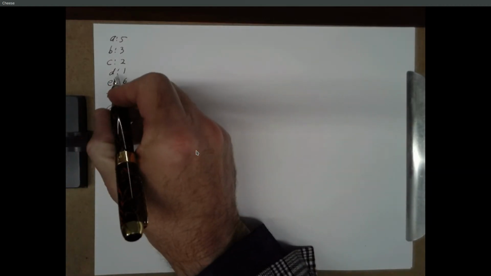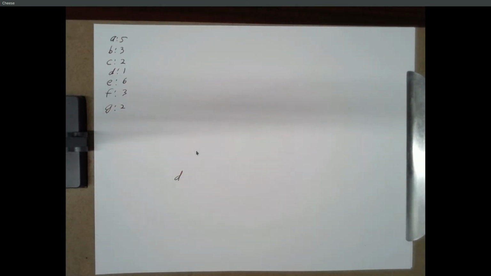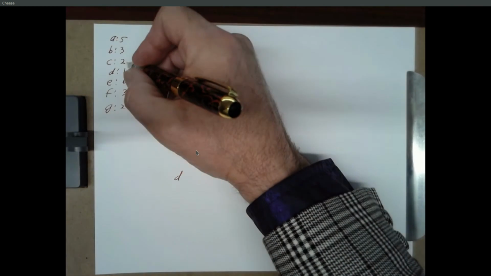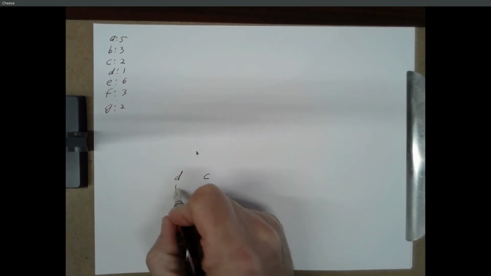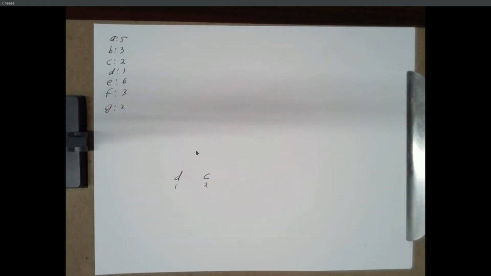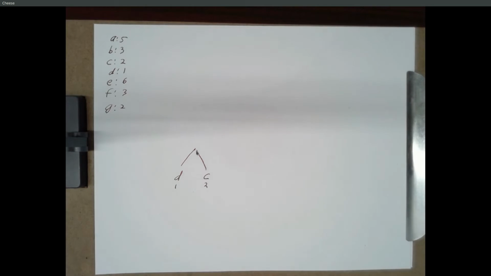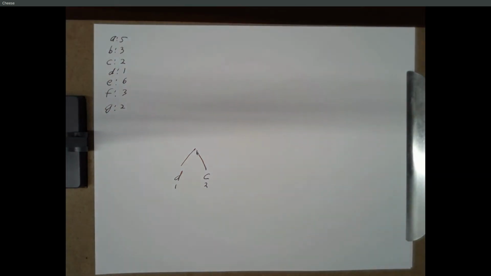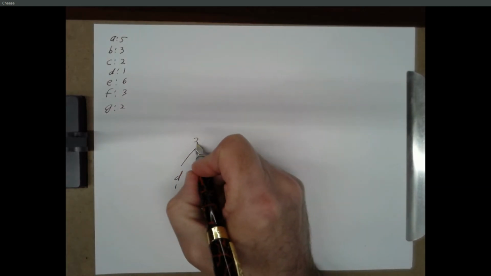Well, the smallest frequency is the letter D. So I'm going to pick that. And the next smallest frequency is either C or G. I'm just going to go from the top to the bottom. I'll say C is the next one. And I'm going to write down the frequencies under these, and put them next to each other, and let them be the children of a node in a tree. And the root of that tree, I'm going to label with the sum of their frequencies. So I'm going to put a 3 here.